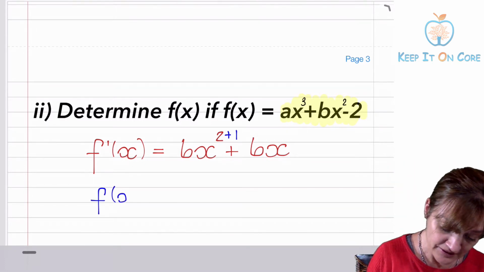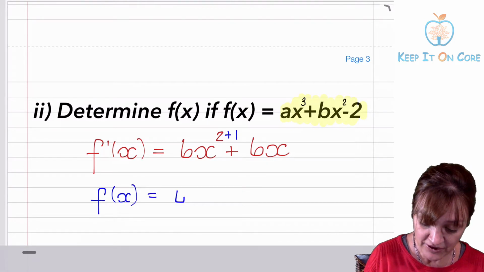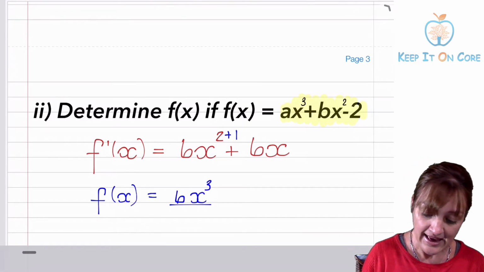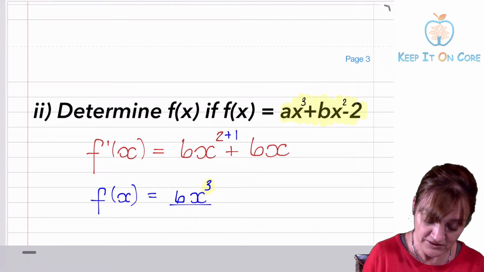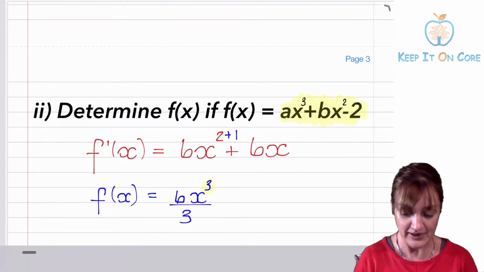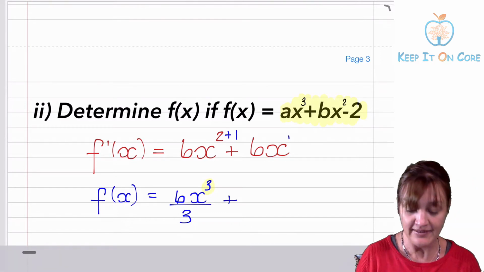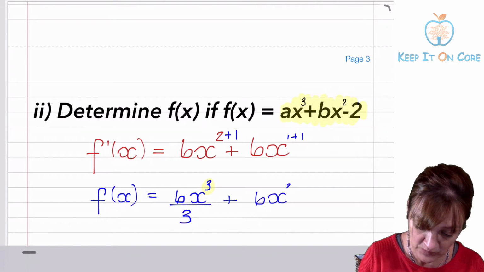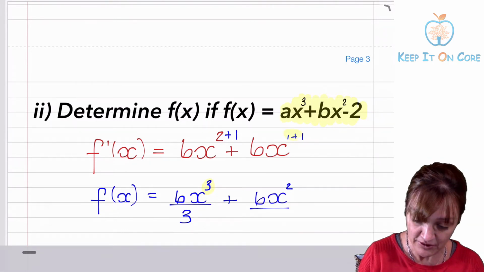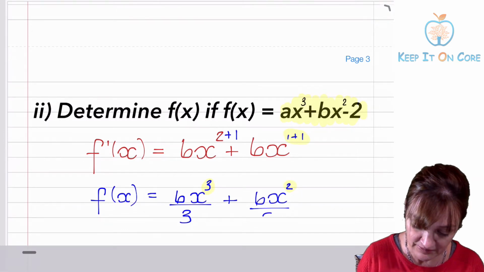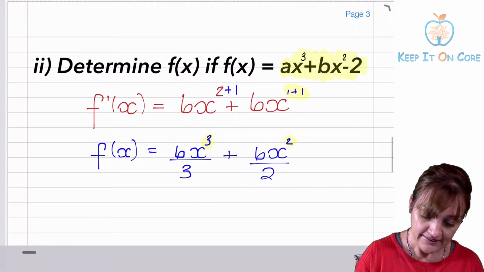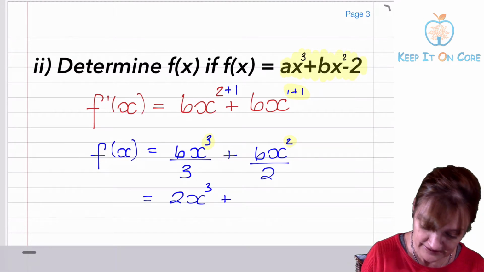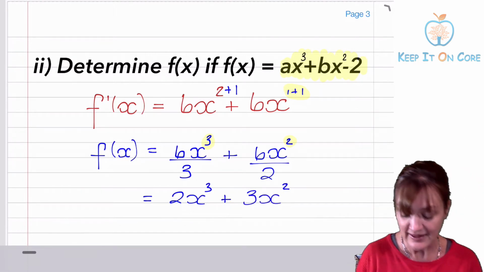This is getting us back to our original f of x. I take my coefficient of x cubed and I divide it by the new exponent, so I'm going to divide that by 3. Then the next one, which already had an exponent of 1, I'm going to add another 1. So we're sitting with 6x squared, and I have to divide my coefficient by the exponent, so I'm going to divide it by 2. That's giving us what? 6 divided by 3 is 2x cubed. And I'm getting 3x squared.